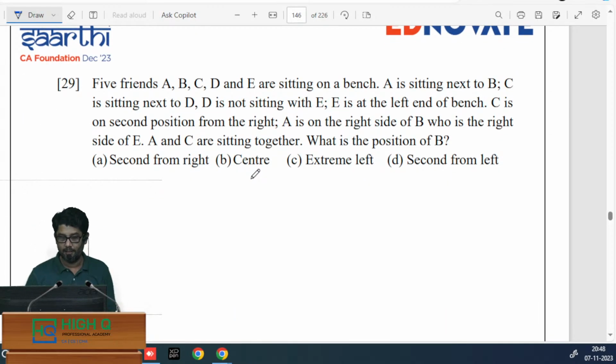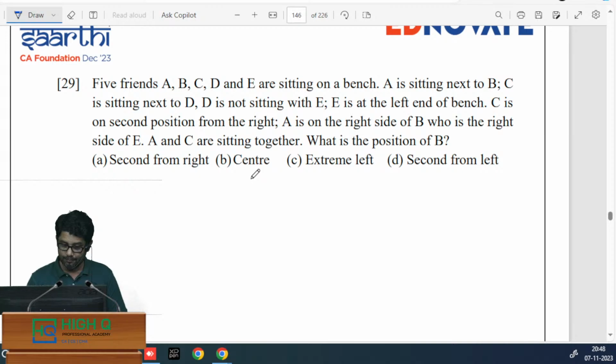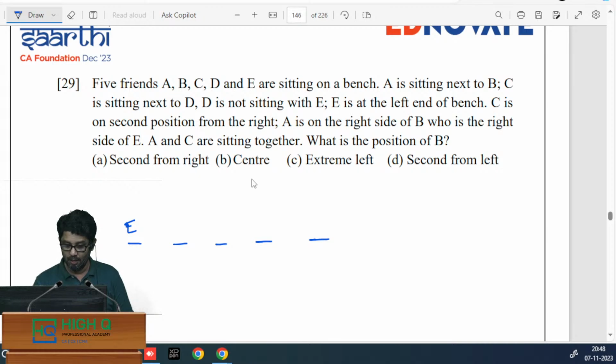Can you try this, my dear? 5 friends A, B, C, D and E are sitting on a bench. A is sitting next to B, C is sitting next to D, D is not sitting with E, who is at the left end of the bench. So one person position is fixed. Left end. C is on the second position from the right. So C is on the second position from the right. A is on the right side of B, who is on the right side of E.